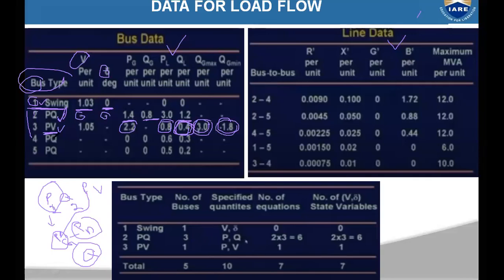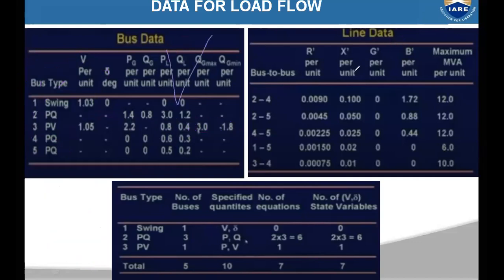Okay, and the fourth and fifth are again PQ buses only. So here PG, QG, PL, delta, QL will be specified. So this is the bus data specified here. And line data, if you observe the line data, a transmission line is connected between which bus and which bus. That bus to bus data you should know. One transmission line is connected between 2 and 4, another is connected between 2 and 5. Like this there are 5 transmission lines.